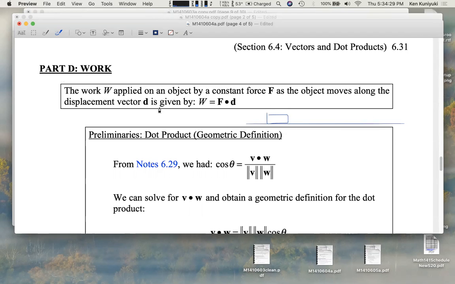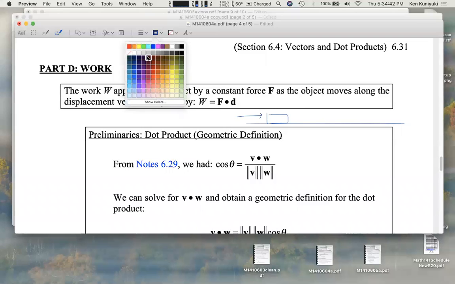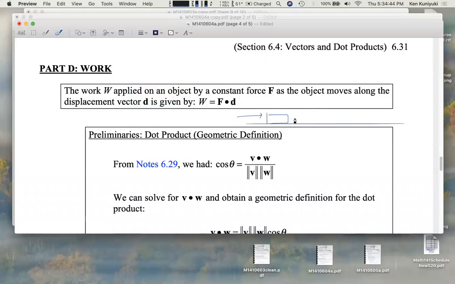And let's say that the work applied, you're interested in the work applied on this brick by a constant force F. So you're pushing it with a constant force as the object moves along the displacement vector D. So you want to move the brick from here to here, basically. That's the displacement vector. Now, if you're dealing with a one-dimensional picture where everything's pointing in the same direction, then basically work equals force times distance, just as scalars.